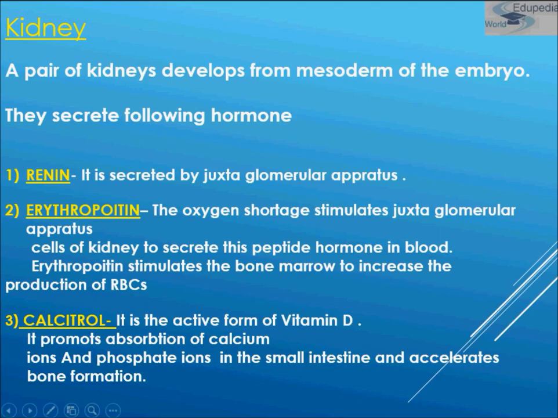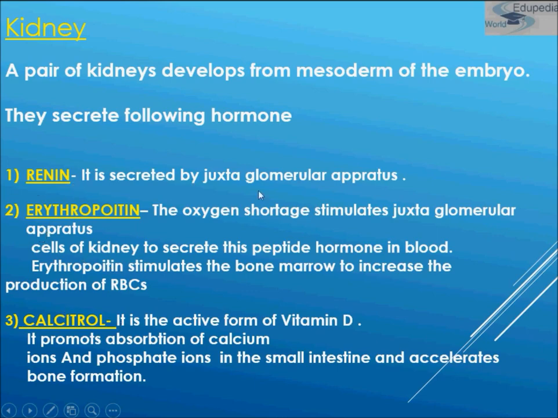Okay, now what does calcitriol do? Calcitriol is an active form of vitamin D. It promotes absorption of calcium ion and phosphate ion in the small intestine, and it accelerates bone formation. Okay, so far we studied that kidney has three hormones: renin, erythropoietin and calcitriol.